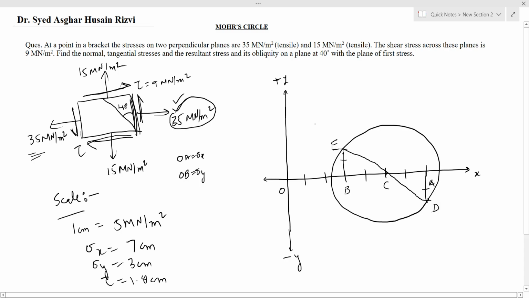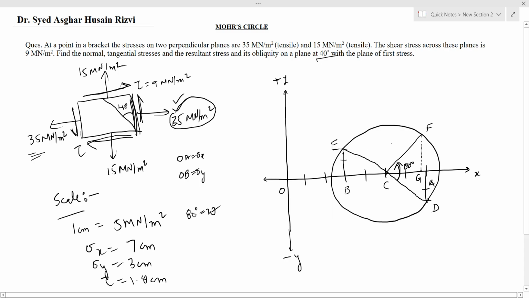To calculate the value of normal, tangential and resultant stress, we'll now mark this 40 degree on this Mohr circle, and we know that through assumptions the angle is taken as twice, so it will be 80 degree, 2 theta. We'll place the protractor here on point C and we'll measure 80 degree from here, and we'll extend this line such that it meets the Mohr circle at point F. From F, we'll drop a perpendicular on x-axis and mark this point as G.